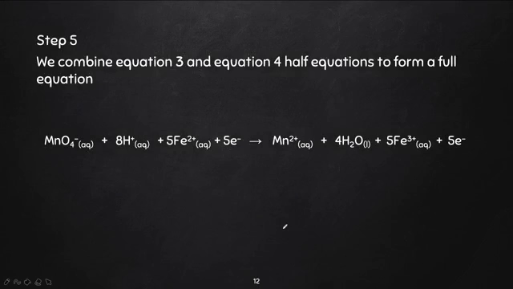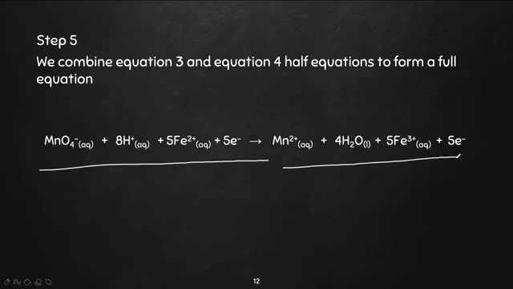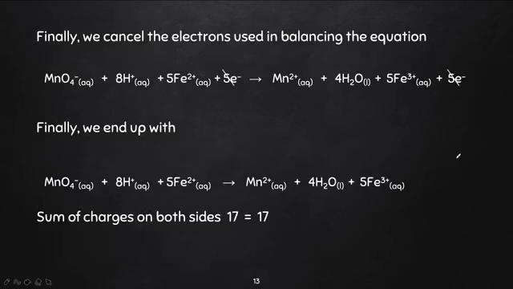The next step that we take into consideration is to combine equation 3 and 4 to form a full equation. Combining them, we end up with this for the left hand side and this for the right hand side. So this is just a full equation. After we're done combining the two equations, we can cancel out the electrons. As you can see, I've already slashed them out, but I've slashed them out again. Now we can slash out this electron and this electron.